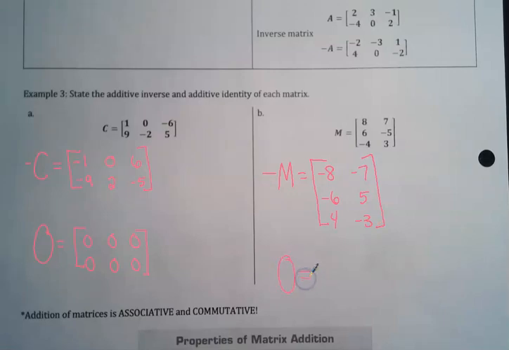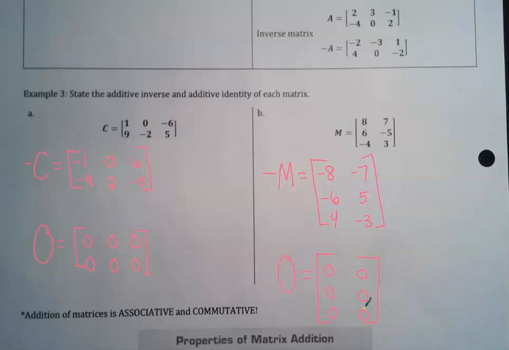And your identity matrix. So name it O, or 0, and it is going to be a 3 by 2 matrix of zeros. It kind of looks like a dice. That is all. That's your additive identity matrix.